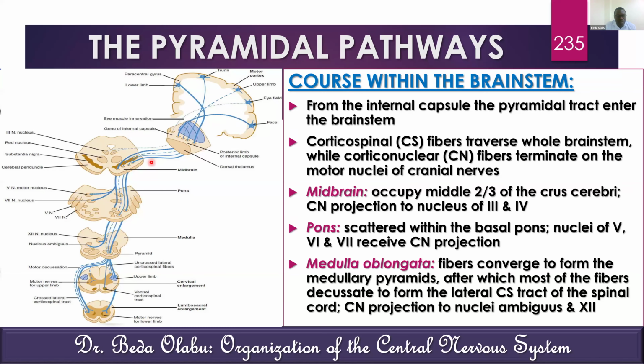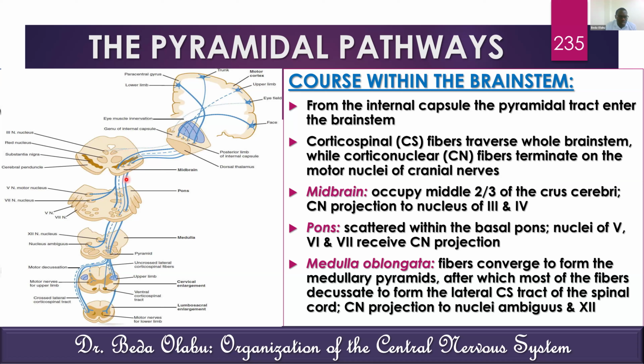After that, they enter the midbrain, and in the midbrain, they occupy the middle two-thirds of the crus cerebri, during which some fibers terminate in the nucleus of oculomotor and the nucleus of trochlear. The corticonuclear fibers are the ones that do that.